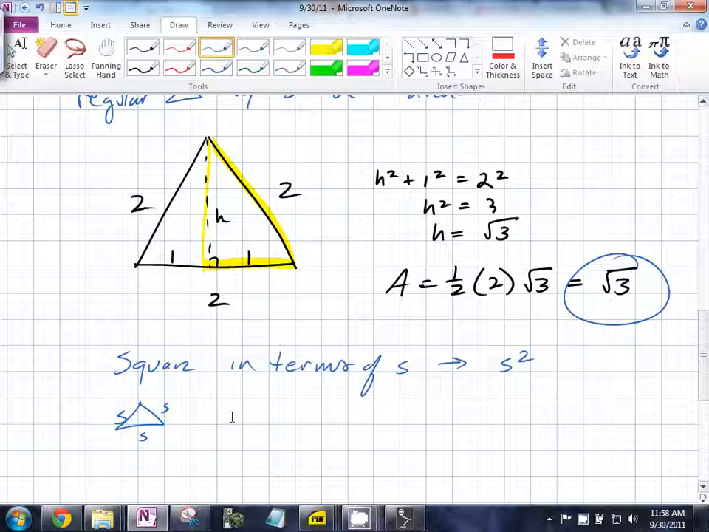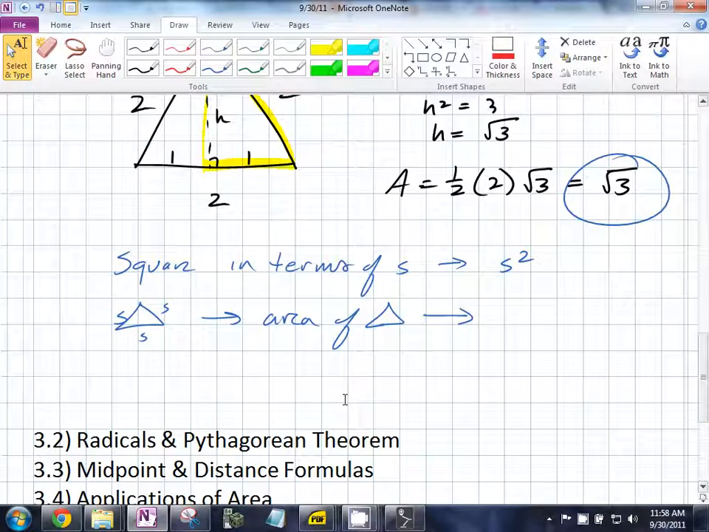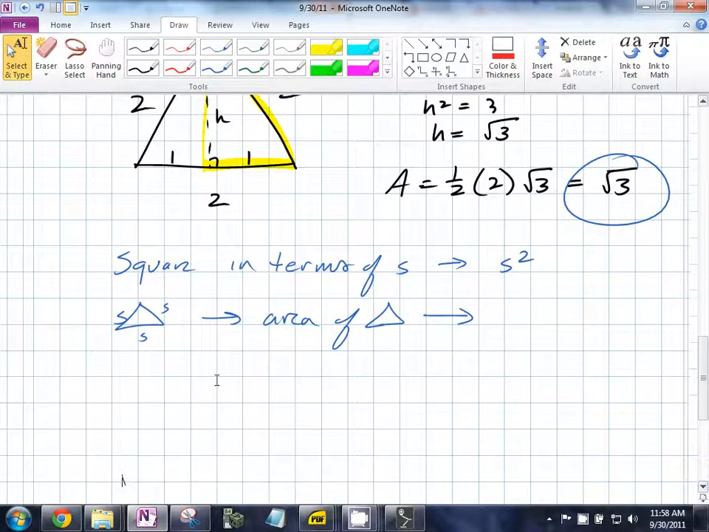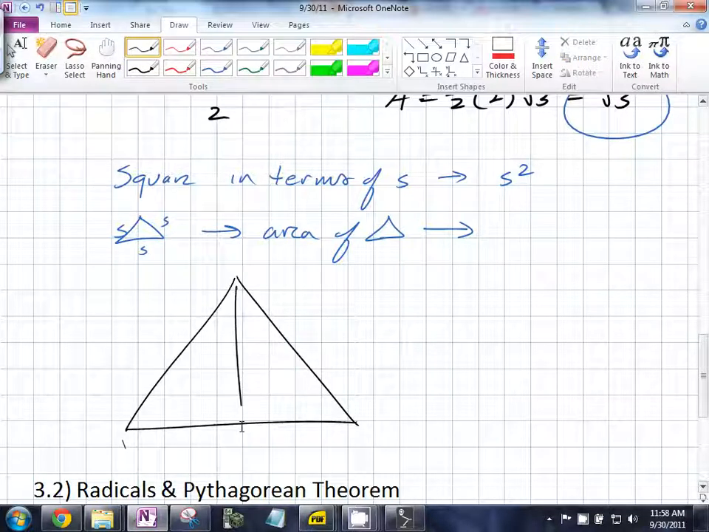So let's do this out together. If we have s, s, and s, we're going to do the same exact work we did before. If this is s and s, what's the base of those two triangles? s over 2 and s over 2. So we need to find the height again. What's the relationship we now write? Instead of 1 squared plus h squared equals 2 squared, what are we going to write instead? (s over 2) squared plus h squared equals s squared.